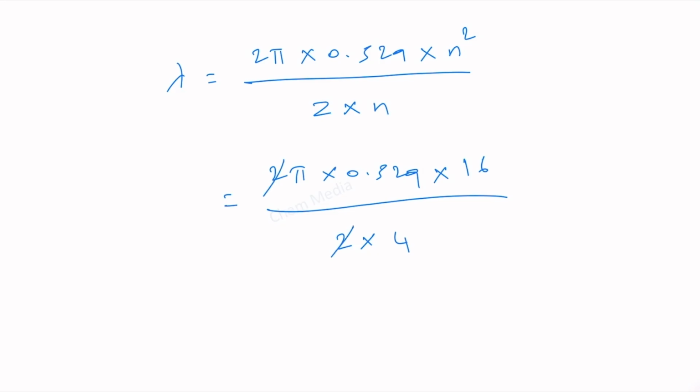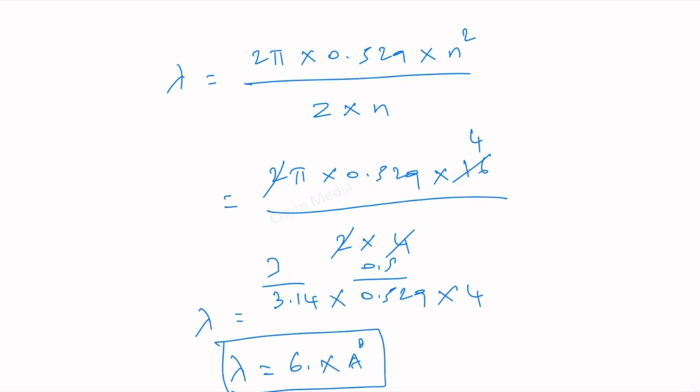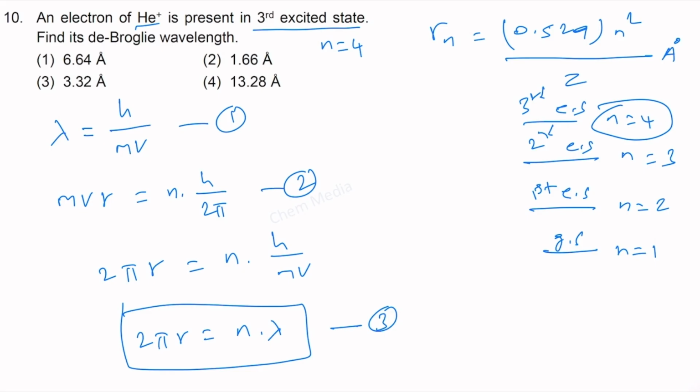This 2 will cancel. This is 4 times 4, therefore 4. Pi value is 3.14 times 0.529 times 4. Let us take this as approximately 3, this as approximately 0.5. So, in that case this is 1.5. 1.5 times 4 is 6, and therefore, lambda should be approximately 6 point something angstrom should be our answer. Therefore, 6.64 angstrom is the correct answer. So, option A is correct.